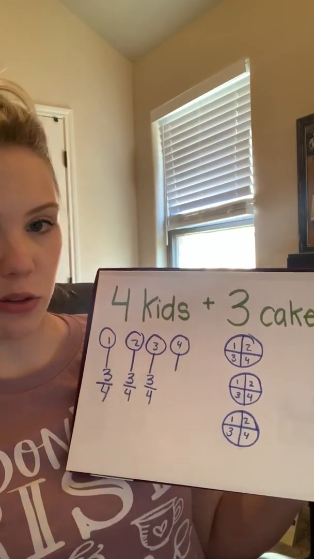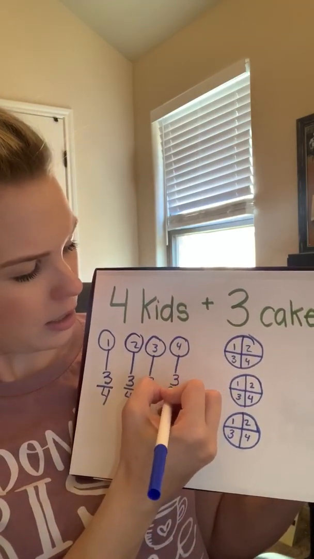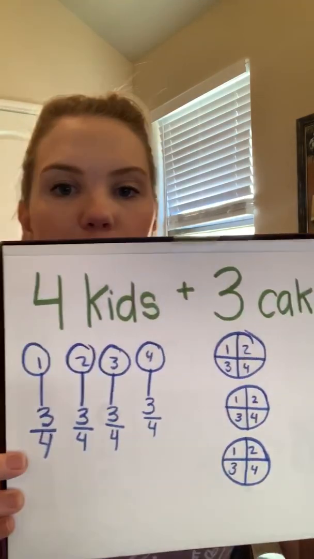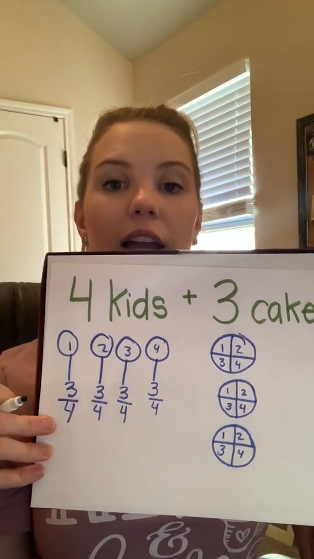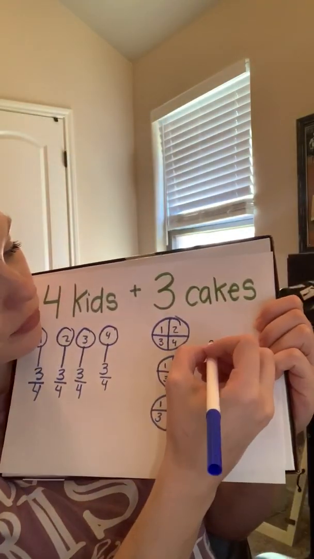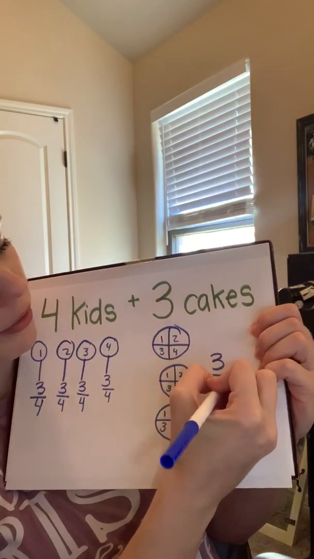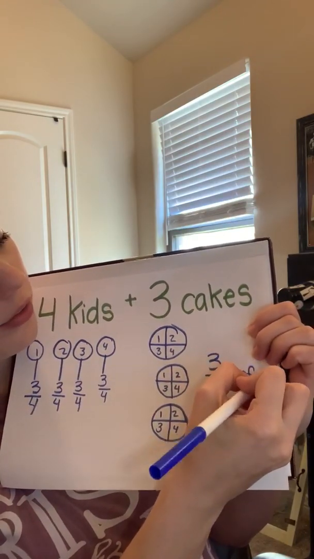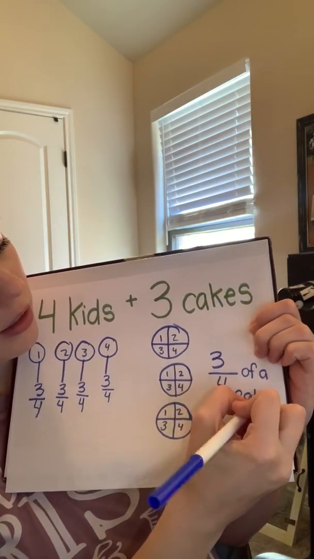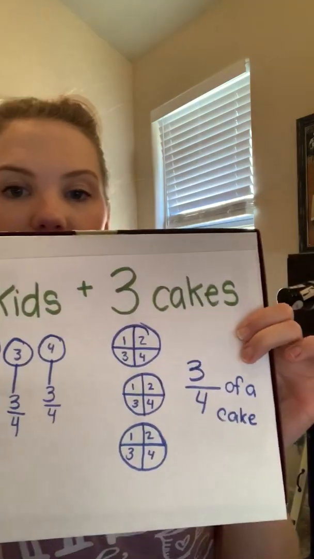Person number 3 got 3/4. And person number 4 got 3/4. So our answer is each person got 3/4 of a cake. All right, there's one other way that you could see this problem presented to you, okay?